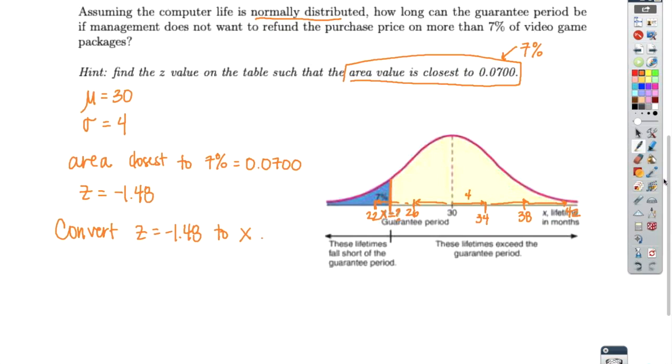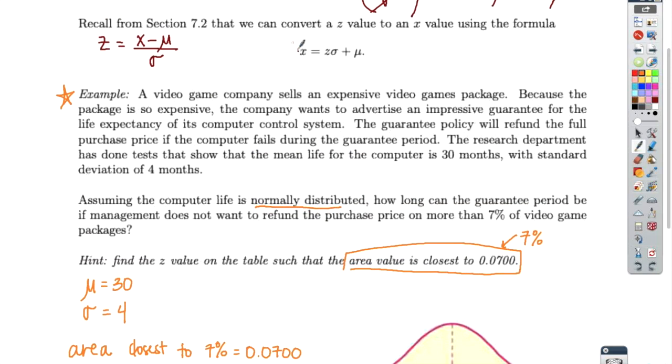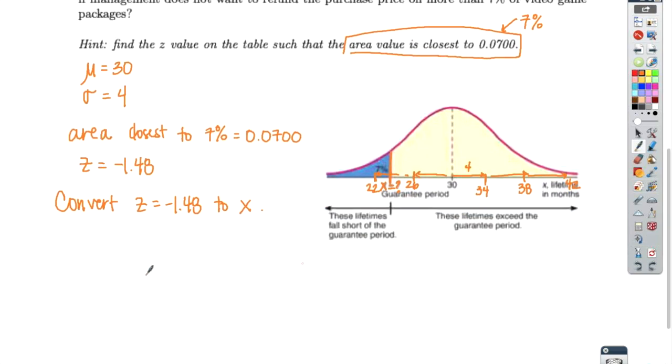Well, fortunately for us, we have a formula for this. This one, x equals z times sigma plus mu. Okay, so I'll use that here. X equals, now everywhere that I see a z, I'm going to put this negative 1.48. Here's the z times sigma, which was 4, plus mu, which was 30. So putting this into my calculator, negative 1.48 times 4, get that number and then add 30, and I find that x equals 24.08, which seems pretty close right here.